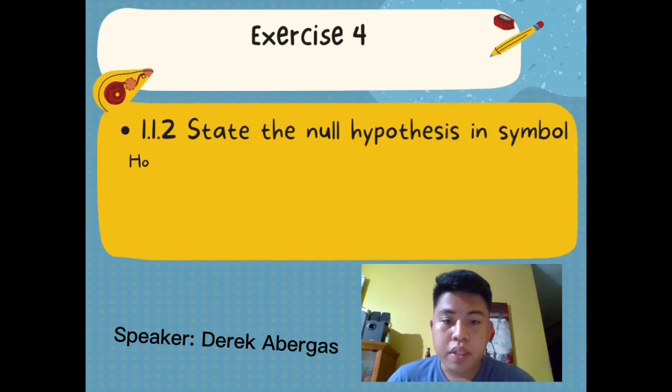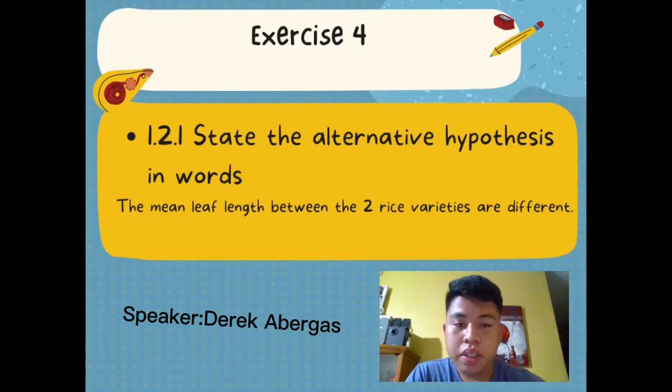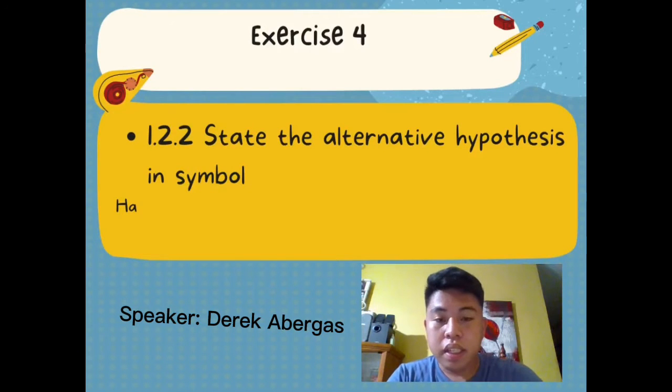State the null hypothesis in symbol. The symbol for the null hypothesis is H0. State the alternative hypothesis in words. The mean leaf length between the two rice varieties is different. This means that the alternative hypothesis is one in which a difference between two or more variables is anticipated. State the alternative hypothesis in symbol. The symbol for the alternative hypothesis is HA.